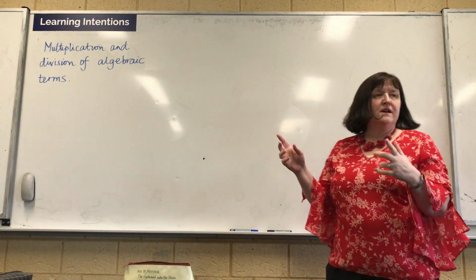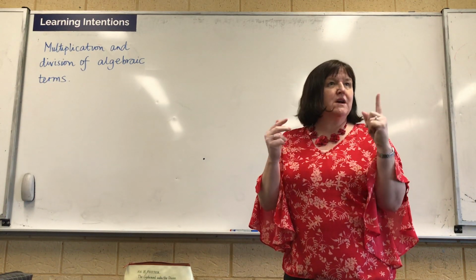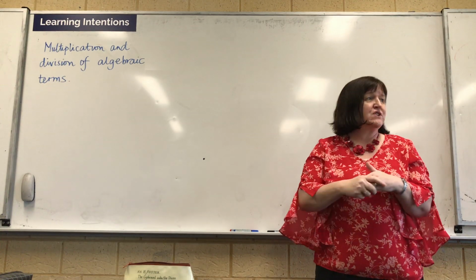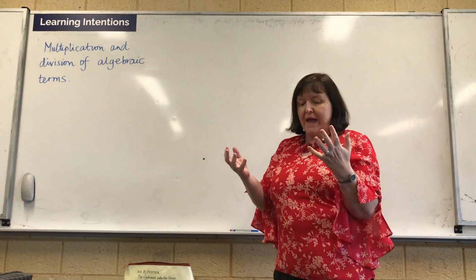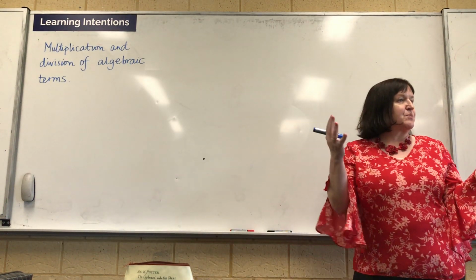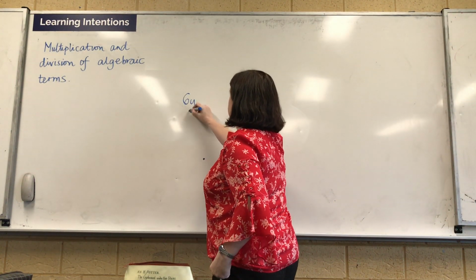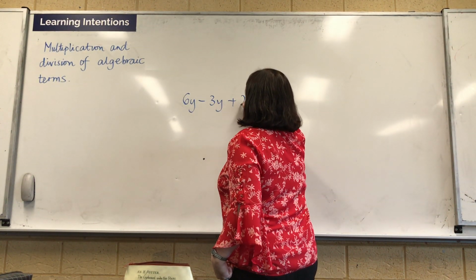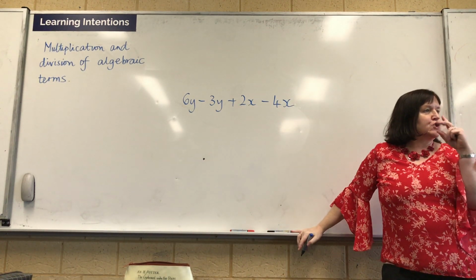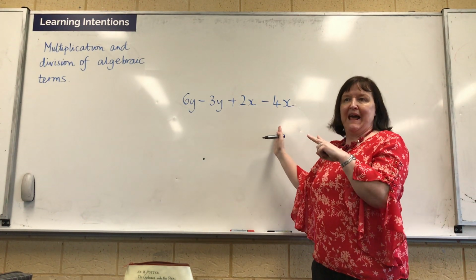So this morning we're going to carry on looking at our laws of arithmetic with algebraic terms, and we're going to move on from addition and subtraction to multiplication and division of algebraic terms. Now, when you are simplifying an expression and you've got addition and subtraction, so say for instance you've got 6y take 3y plus 2x take 4x, you've got two separate pronumerals there, haven't you?